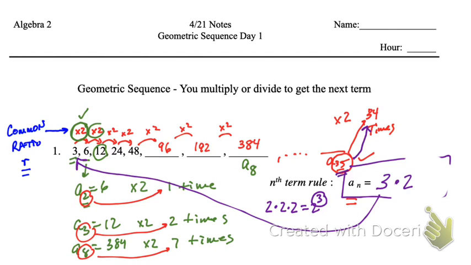You would say times 2. Well, hold on, you wouldn't need that times. 3 times 2 to the n minus 1 power. Safe way to write that.